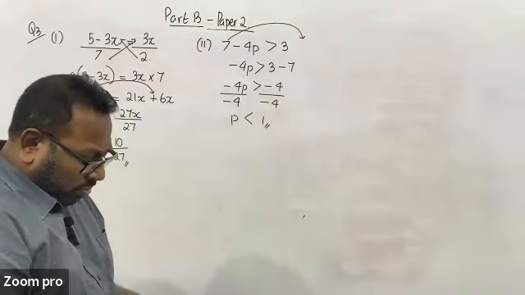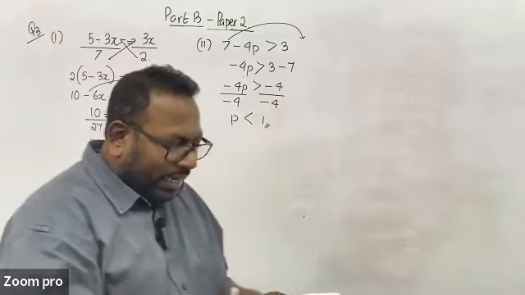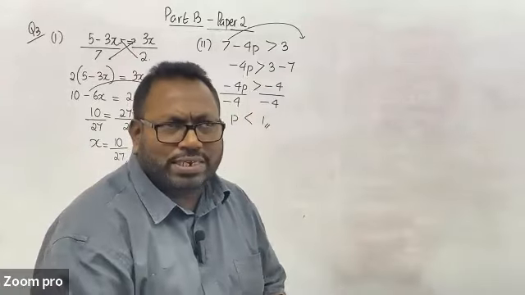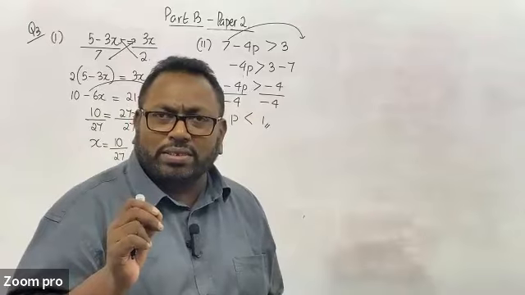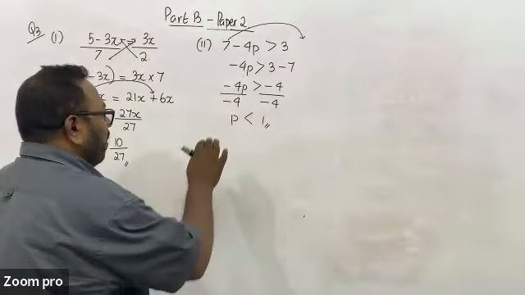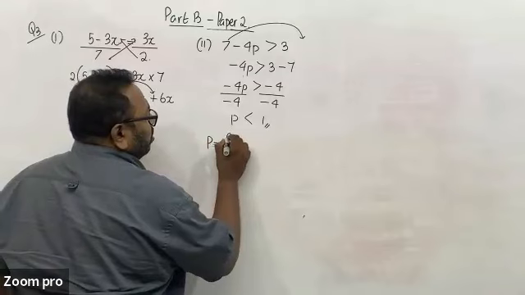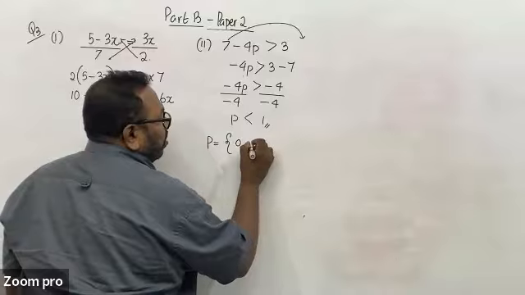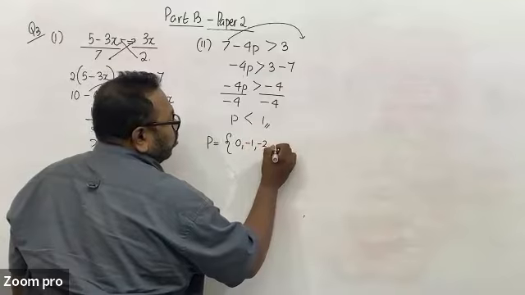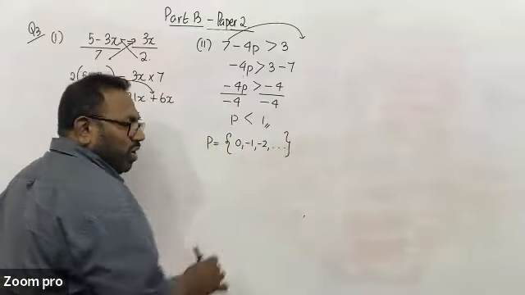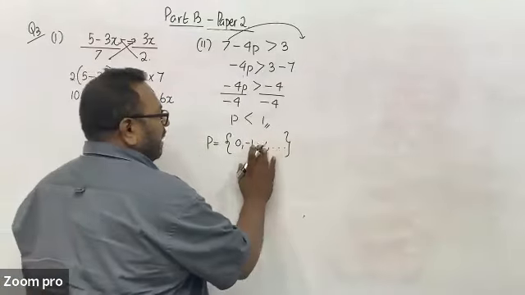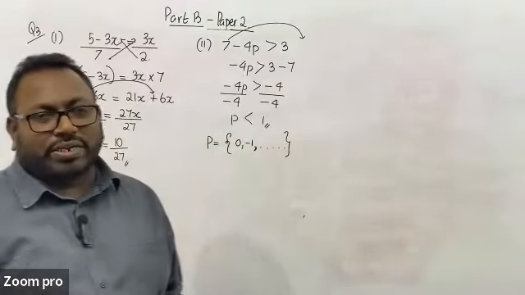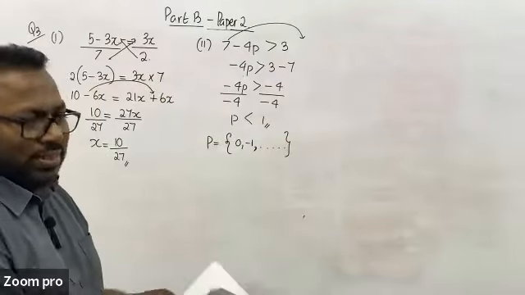Okay. Now they're saying write down two integral values which satisfy it. Integral means whole numbers, right? So what are the values of P going to be? Integral values, P is less than 1. So then 0, minus 1, minus 2, and so on. They just want 2, so you can just keep it at 0, minus 1. That's all they want you to answer in that question.